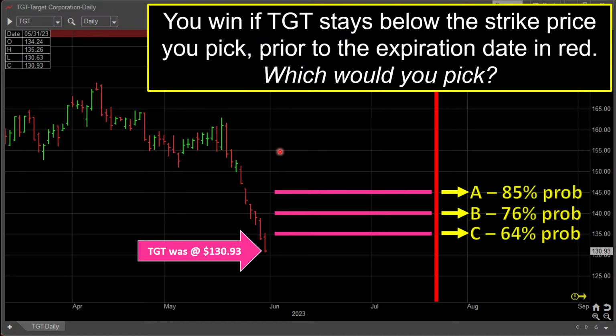It's a 76% chance of staying below 140 at expiration, and a 64% chance of staying below 135 by expiration. Now, we target anything that has greater than 60% probability. In this trade, which option would you pick? A, B, or C?